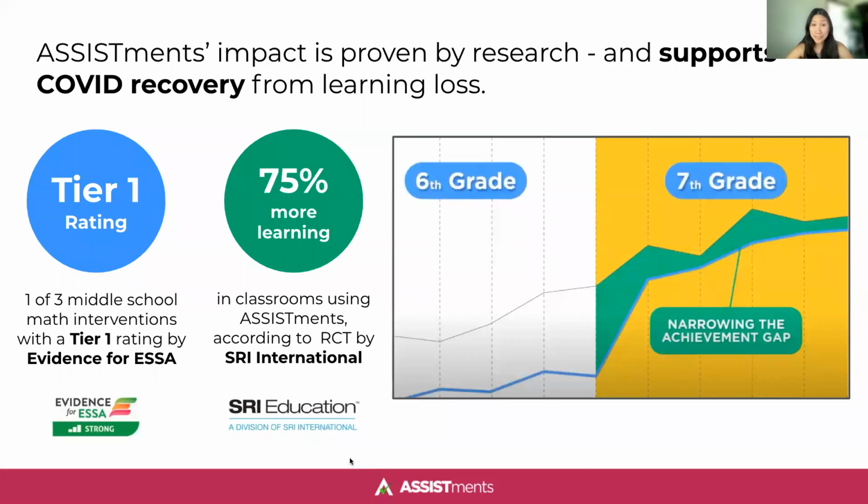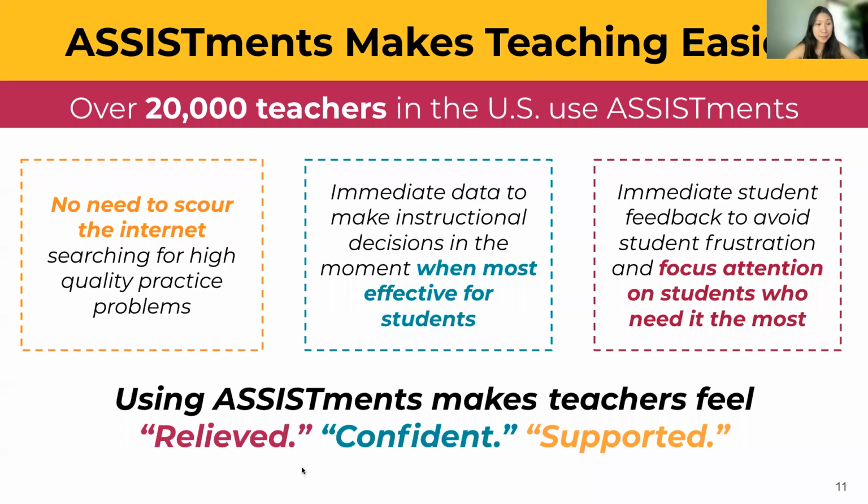And so if you don't believe me, ASSISTments is actually proven and backed by research. We were in a couple of independent studies, and we're one of 3 middle school math interventions with a tier 1 rating and have shown 75% more learning. So this is really important as we think about this next year and supporting COVID recovery with our students.